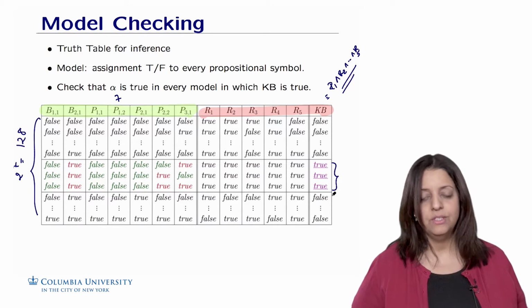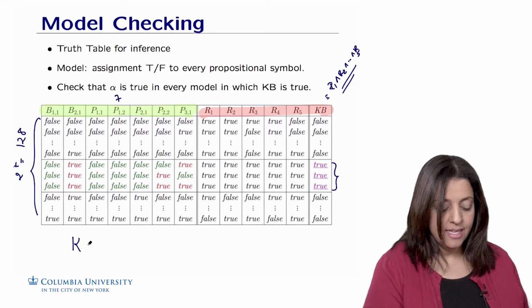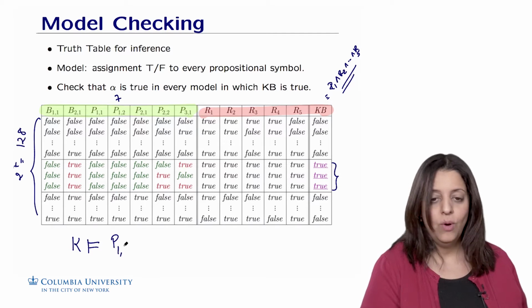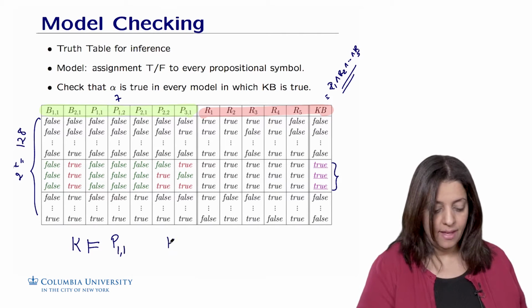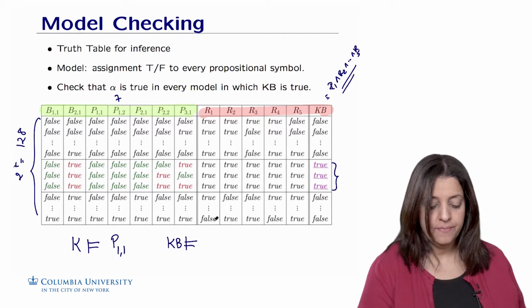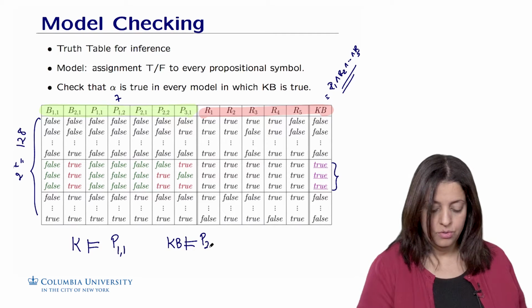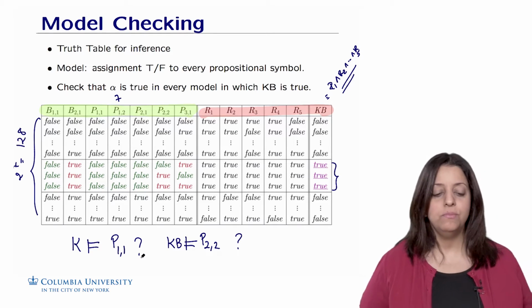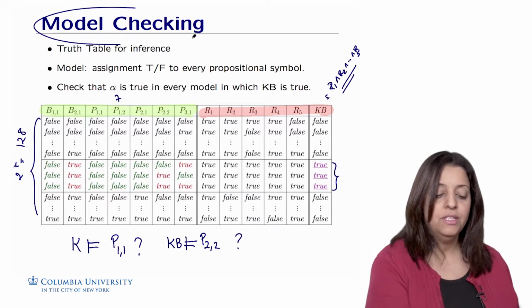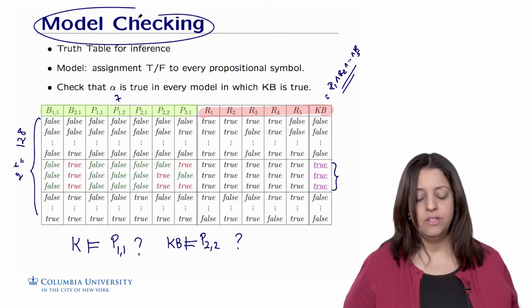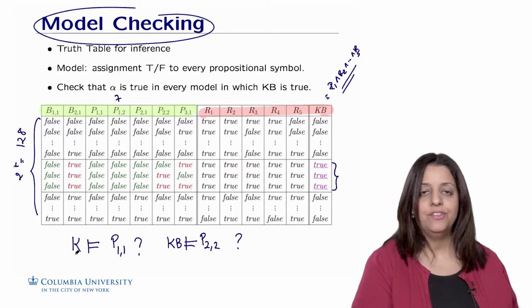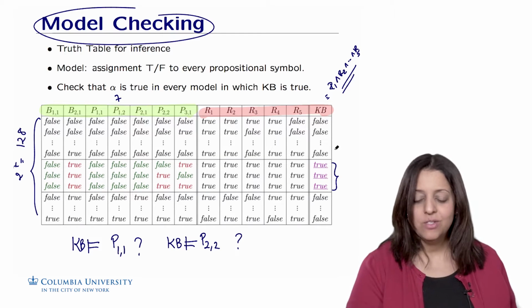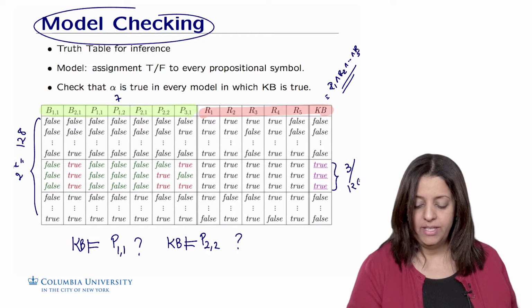Why? Remember, we wanted to answer questions such as: does KB entail the proposition P11? Does KB entail the proposition P22? So far these are questions, and we don't know. We want to use model checking to check the truth value of P11 whenever the KB is true. KB is true in 3 out of 128 possible rows.